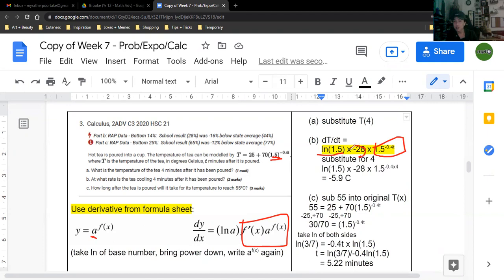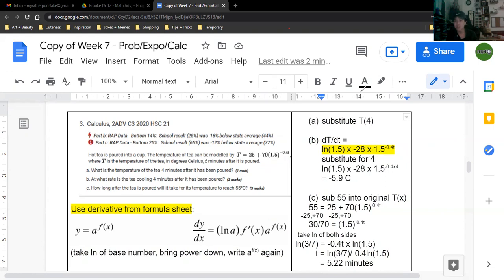And where this negative 28 comes from is this 70 multiplied by this 0.4. Like they say, you take the derivative of the exponent, which is just minus 0.4, and you multiply it by whatever was already here, which was 70 times 1.5 to the power of negative 0.4t. So you did write the 70 again, but you merged it with the 0.4, multiplied together to become negative 28. So that's where that negative 28 comes from. The rest of the working out is pretty straightforward, just a lot of substitution.